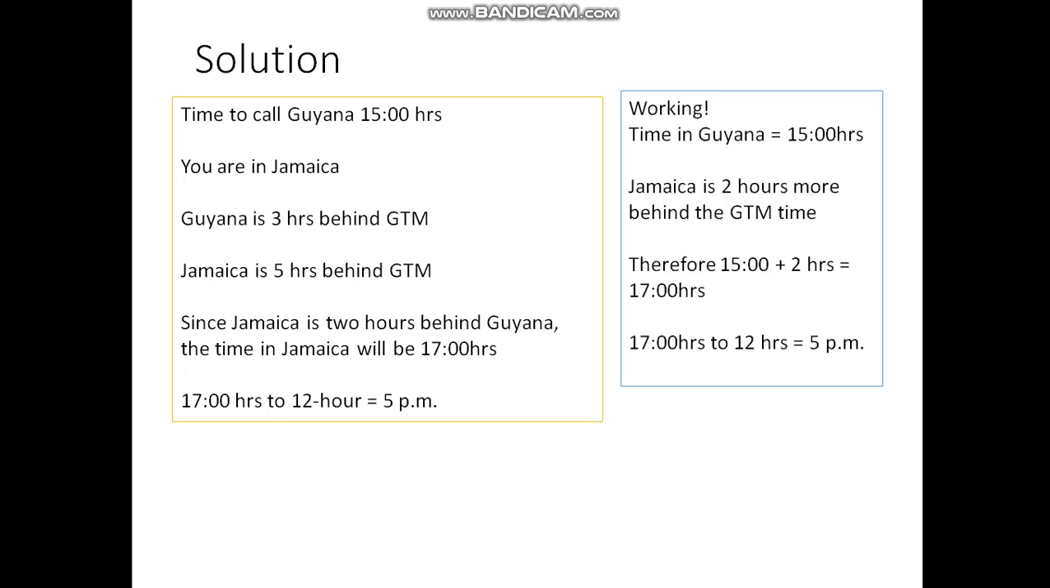Let's get into the working. The time in Guyana is 1500 hours. Jamaica is 2 hours behind Guyana. Therefore, 1500 hours plus 2 hours equals 1700 hours. 1700 hours on the 24-hour clock equals 5 p.m.